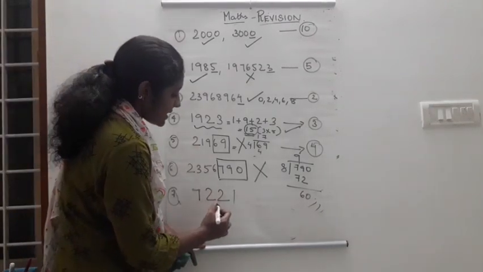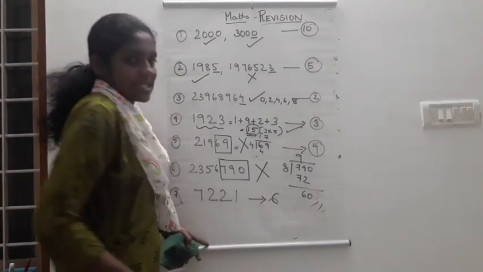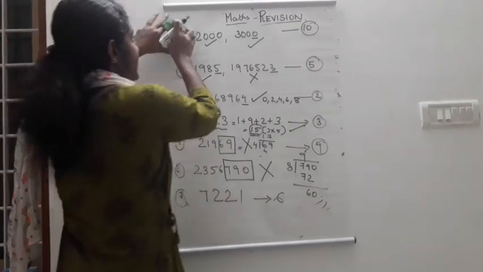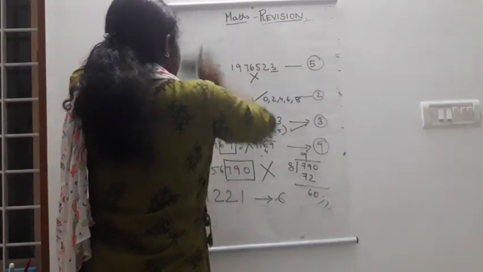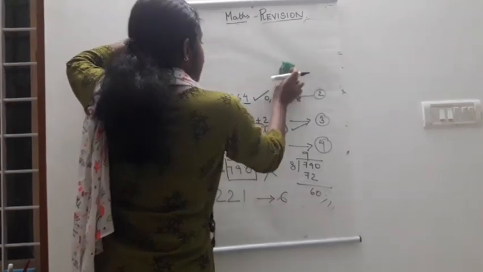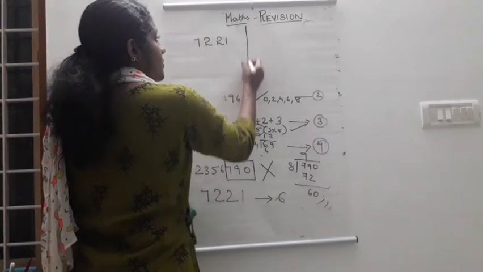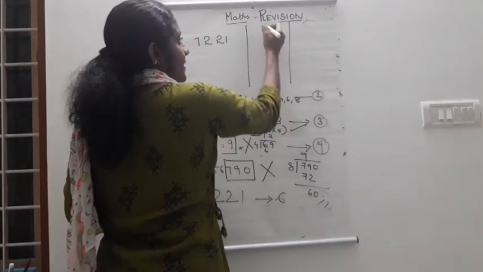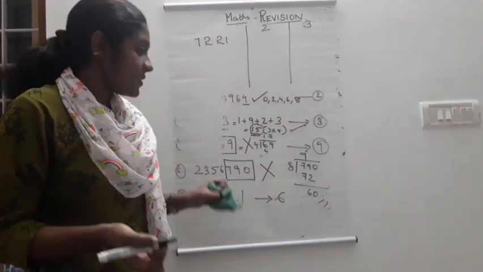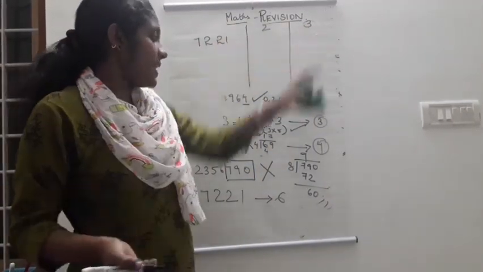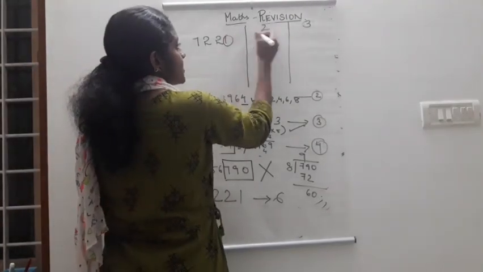Okay. So next thing is 7221. You have to find whether it is divisible by 6. So that is, you have to find whether 7221 is divisible by 6. For that, what was the divisibility test of 6? So what was the divisibility test? First you have to find whether it is divisible by 2. Then you have to find whether it is divisible by 3. If it is divisible by both 2 and 3, that means it will be divisible. So here, by 2, it is not divisible.